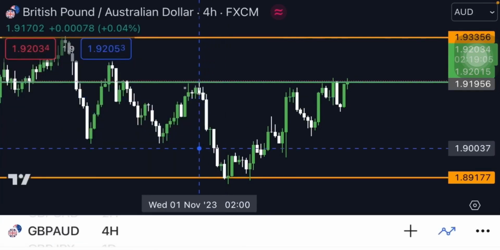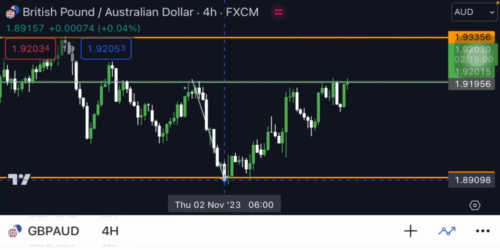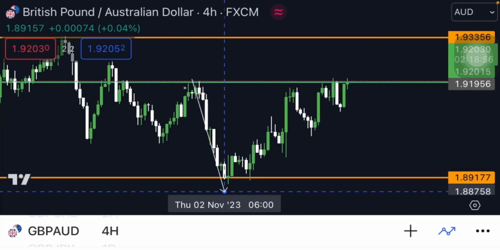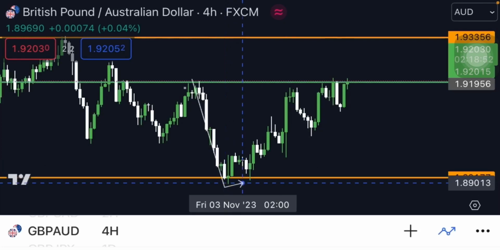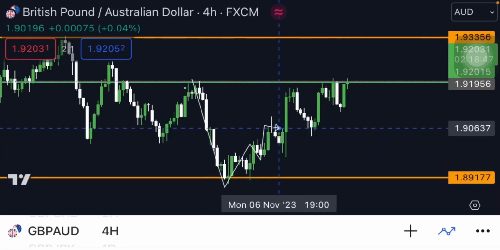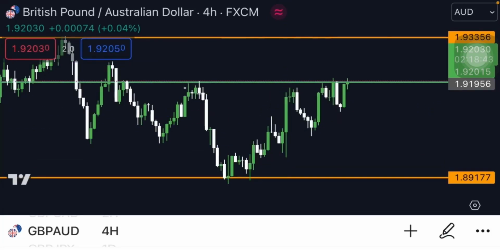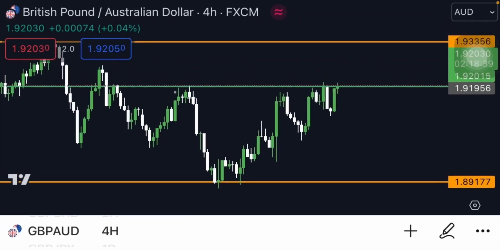Market structure. If you see, the market dropped here, testing our 4-hourly support and resistance, and price started making what? Higher high, higher low, higher high, higher low, higher high, which automatically means that on the 4-hourly time frame we are in an uptrend.